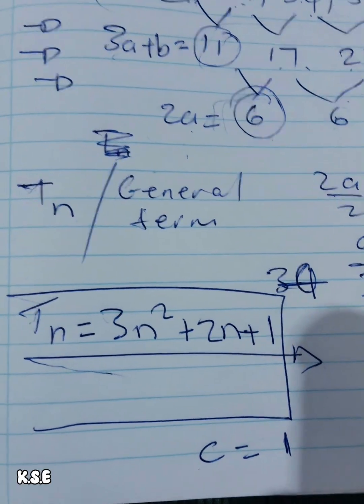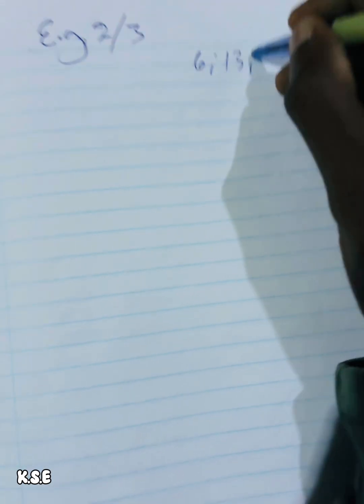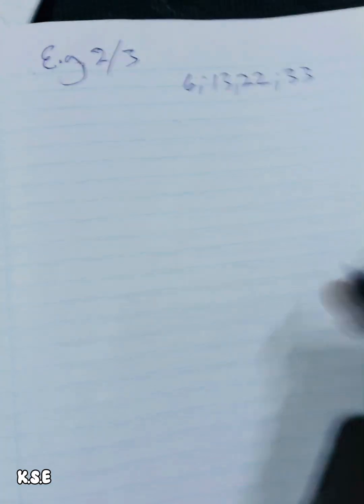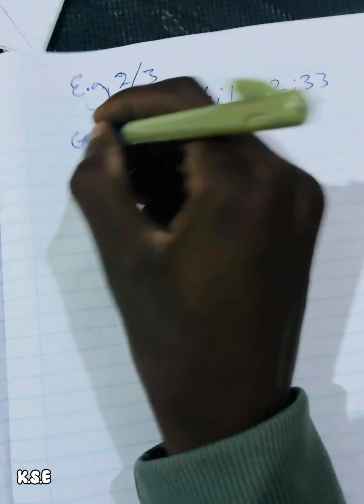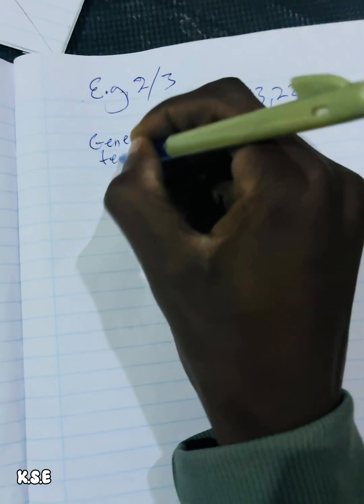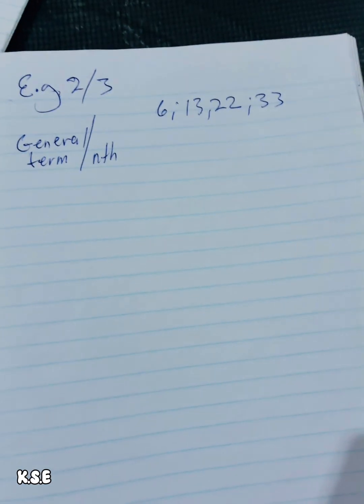Okay, so let's do more examples. Example 2 of 3. We're given a pattern of 6, 13, 22, 33. Now we're going to do the same thing. We're going to determine the general term, or the nth term.